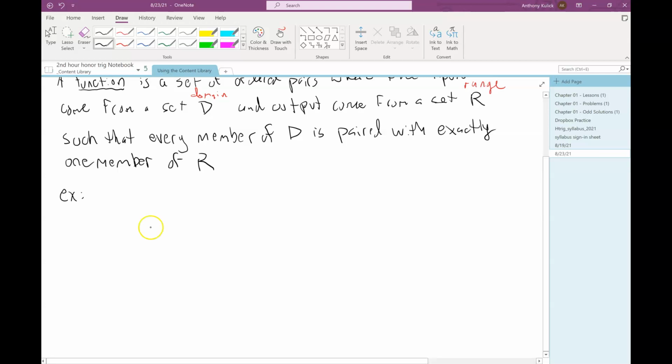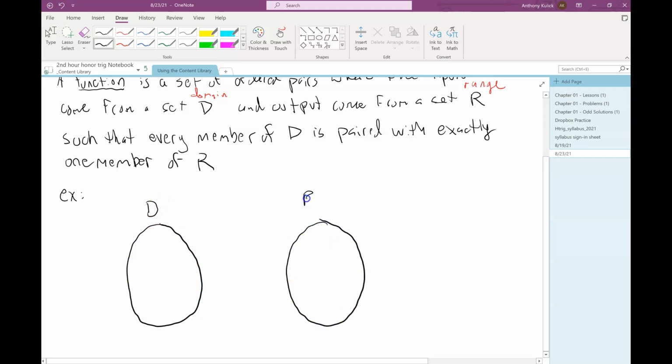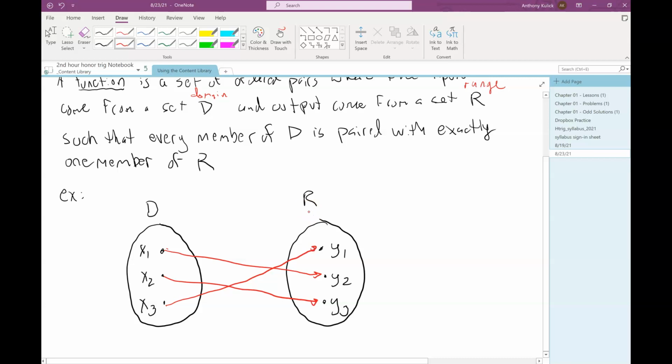So one representation that we would have talked about was the mapping diagram. In the mapping diagram, we draw two circles, one for the domain and one representing the range. Then usually we draw some dots representing the members of those. I'm going to name those generically x1, x2, x3, and y1, y2, y3. So let's say we have something that looks like this. The arrows are just indicating how the elements are paired together.